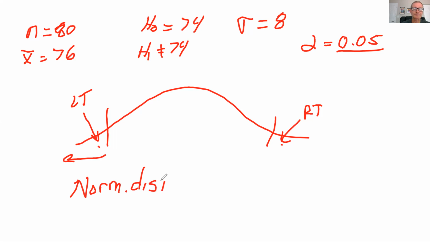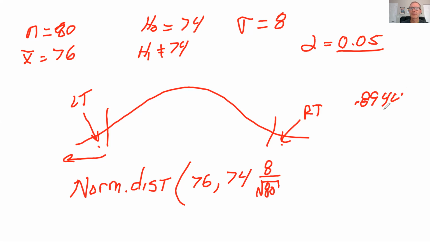So that would be norm.dist. And so in this case, you would have 76 for our point, 74 for our mean, 8 divided by square root of 80. And I did that calculation and it's 0.8944. And that would be true. So let's calculate that p-value for the left tail on our spreadsheet.